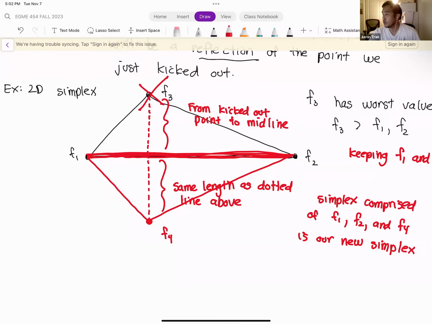And so this new simplex was created basically based on a reflection of our old kicked out point. Okay, so we kicked out F3 and we just reflected it across the midline, and that's going to give us our new point and our new simplex. Okay, so that's the idea. And so the idea is that this new simplex is closer to where the optimum is than previously.